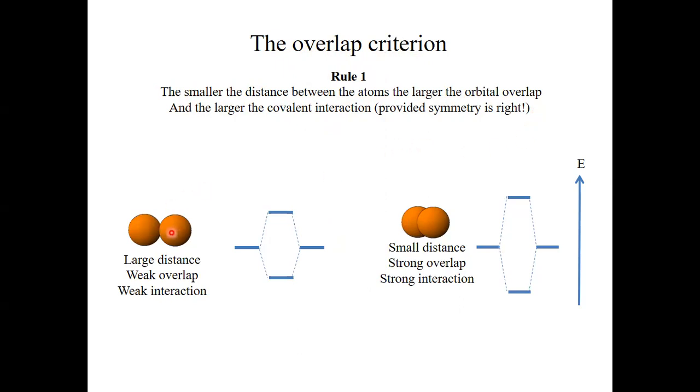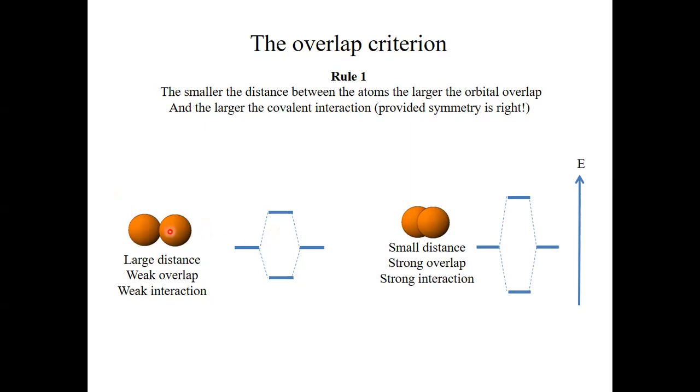As we bring the orbitals closer together, they will overlap more, and the more they overlap, the more strongly they will interfere with each other. Okay, so that has a consequence when you construct molecular orbital diagrams.